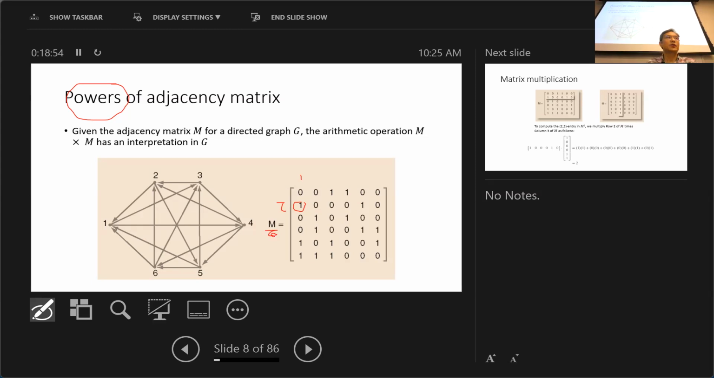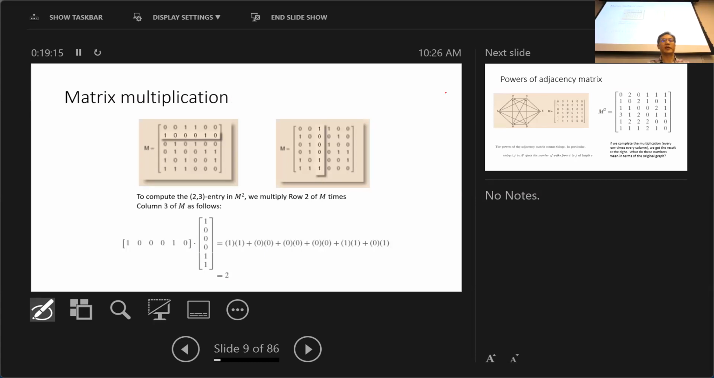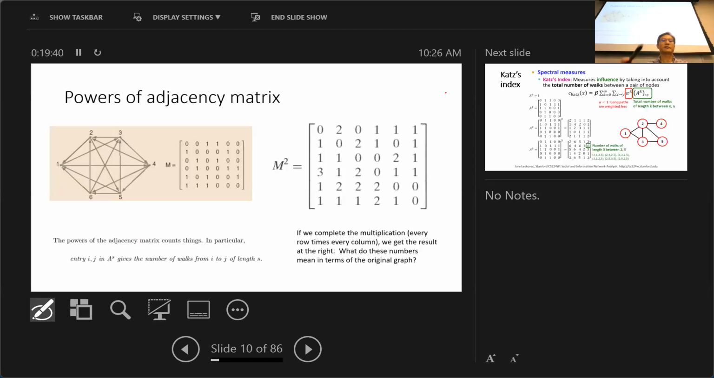Okay, so now I'm going to multiply M by itself. So this is M squared. You know how to do the matrix multiplication. If M is n by n, you multiply by another n by n. You can do it, and the product is still n by n, right? Let's see. So if you do this, you get this. Okay.